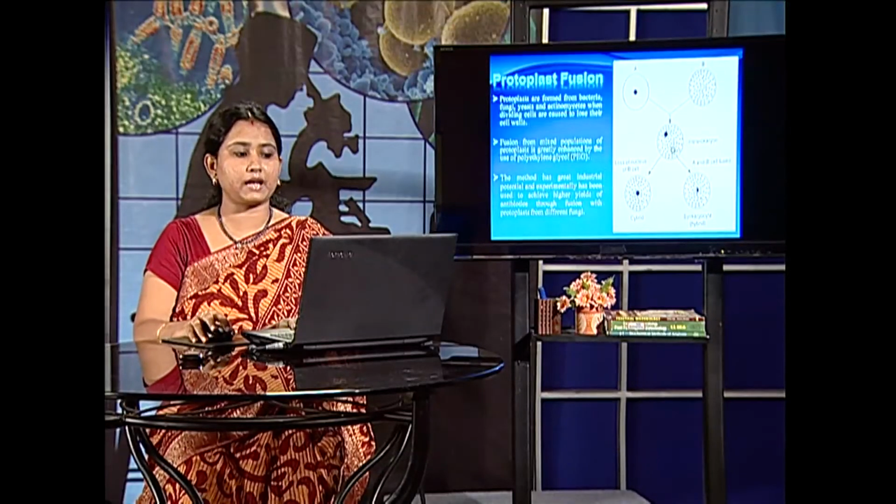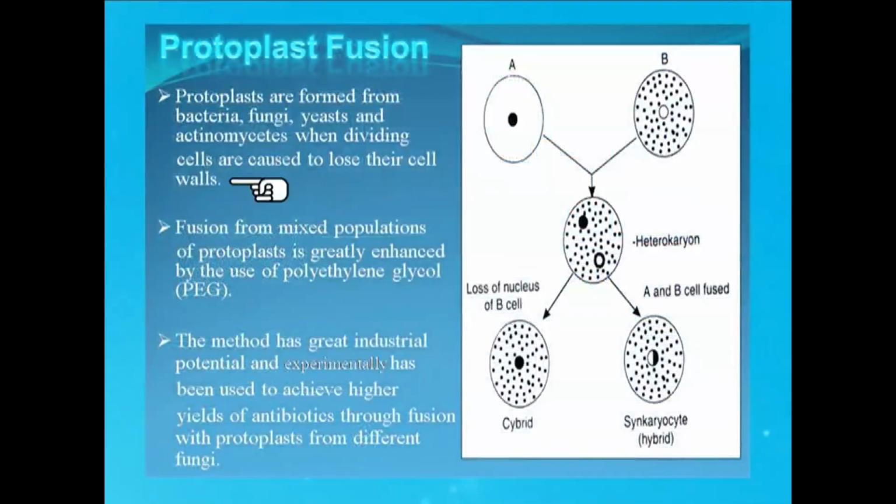Next is protoplast fusion. Protoplasts are formed from bacteria, fungi, yeast or actinomycetes when dividing cells are caused to lose their cell walls. And the fusion of protoplasts is greatly enhanced by the use of polyethylene glycol. This picture shows that two protoplasts, A and B, fuse together, combining both the nuclei and both the cytoplasm. Then they form a hybrid of both the cells.